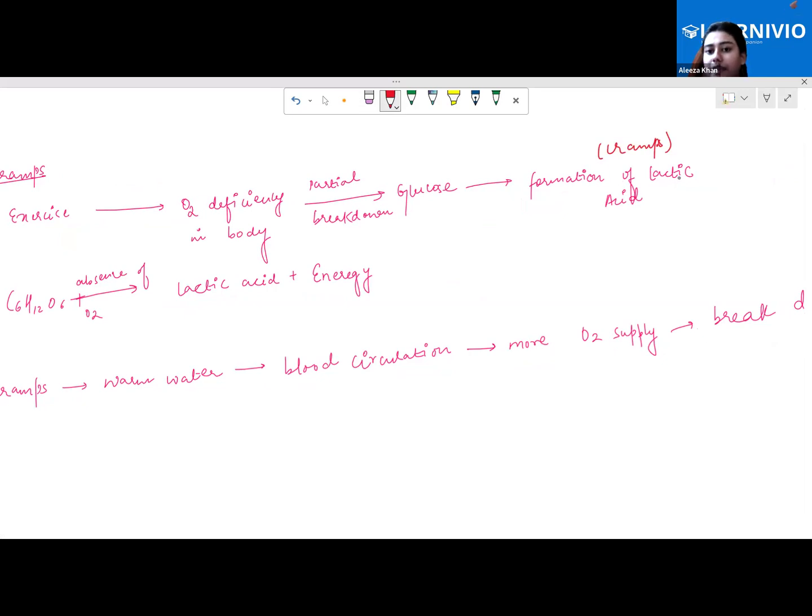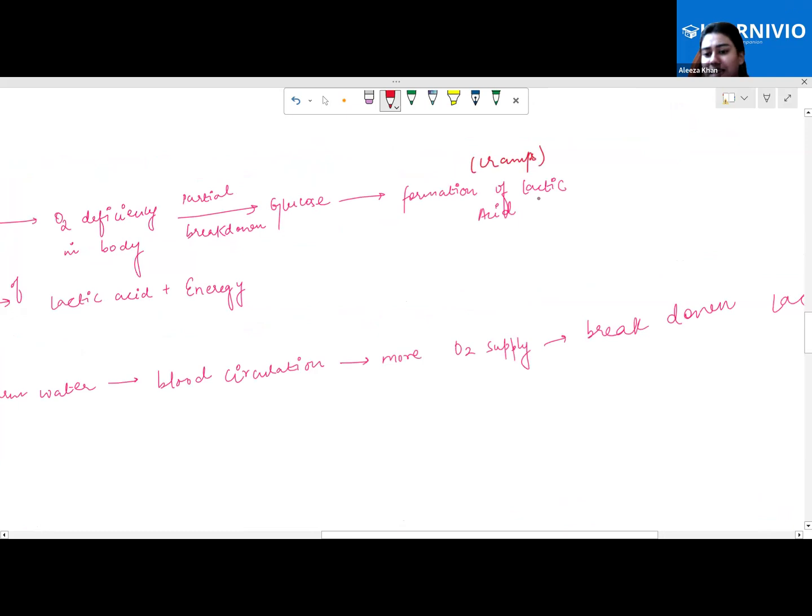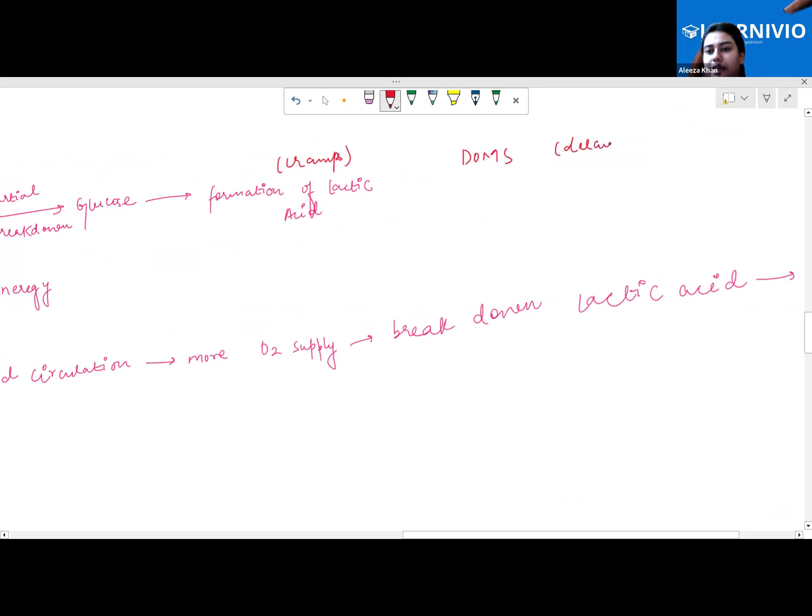Further, this is the reaction: in the absence of oxygen, glucose is converted to lactic acid and energy. Once the soreness has started, in medical terms it is also known as DOMS, delayed onset muscle soreness. This usually lasts for 24 to 48 hours. After 48 hours, you start feeling relieved.